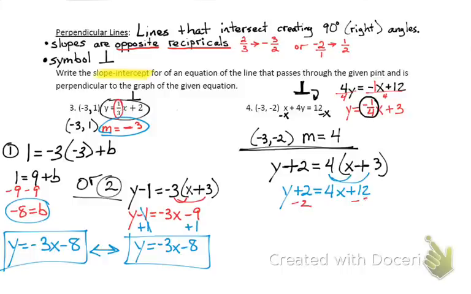Subtract 2 on both sides, and we should be getting, for our final answer here, y equals 4x plus 10. And there you have it. Now again, you could have done this by solving for b, plugging in your x, y, and your m, and then leaving b as b, and solving for b. You should have gotten b equals 10, which would have given you the same answer, y equals 4x plus 10.